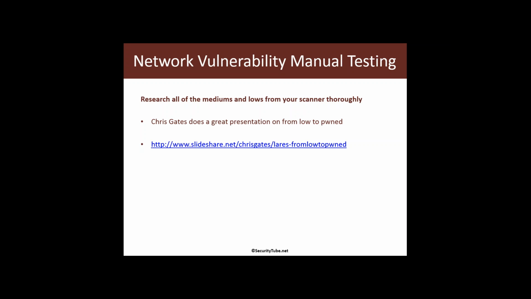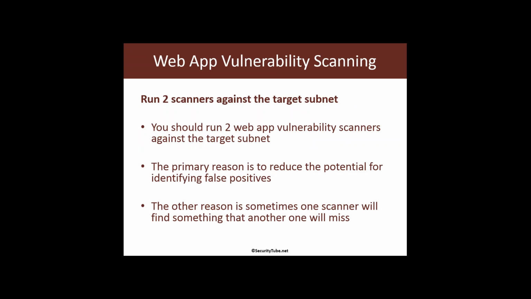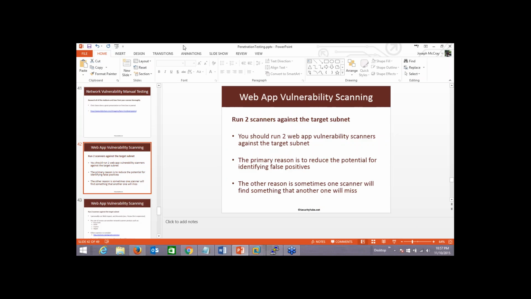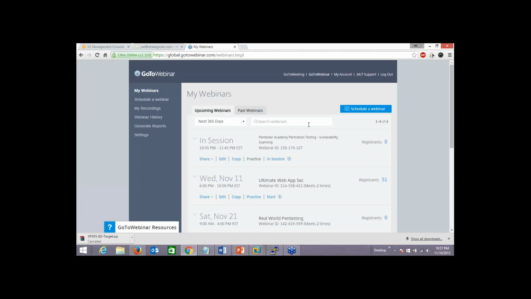The last thing is this From Low to Pwned by Chris Gates, where I just think he does a phenomenal job of taking your vulnerability scanner results and your things that aren't highs, aren't mediums, your lows, coupling lows together to see if you can escalate them to a high vulnerability, something you can use to break into something. Extremely, extremely good presentation. Okay, so let's do it.